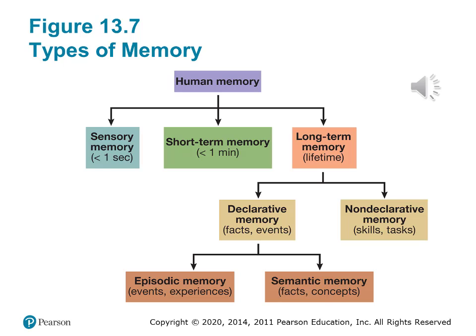So human memory is made up of three kinds of memory. There's sensory memory, short-term memory, and long-term memory, and they vary in terms of the time span. Within long-term memory, there's declarative memory that has to do with facts and events, and non-declarative memory that has to do with skills and tasks. Within declarative memory, we have episodic memory and semantic memory. And episodic memories involve events and experiences, whereas semantic memories pertain to facts and concepts.